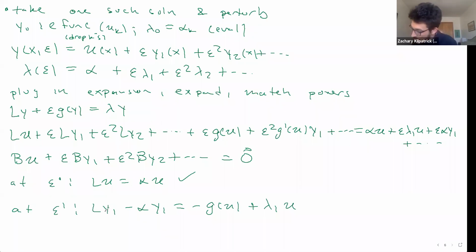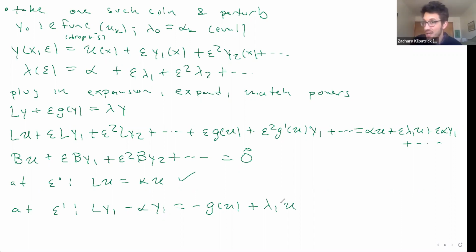We just have our original linear operator acting on y1, which we don't know what y1 is yet. We know alpha, we still don't know what y1 is. We know what g of u is because we know what u is. We don't know what lambda 1 is. This looks a whole lot like what we already saw in the case of linear algebraic problems. What do you think that we should do in this case? Well, what did we do there? Take an inner product, some kind of inner product, right?